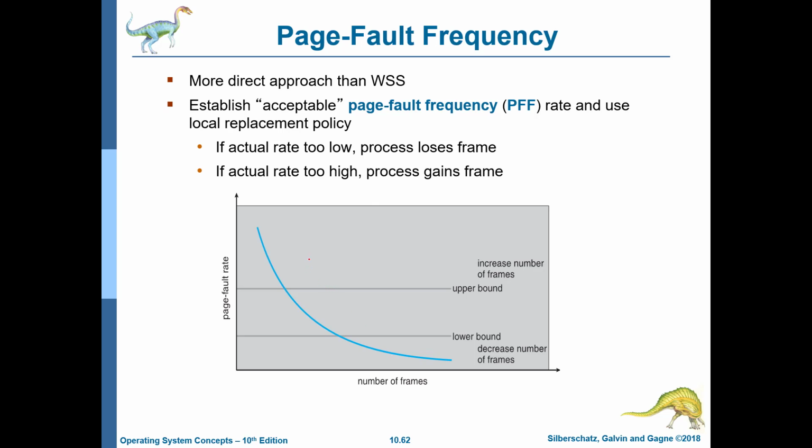And if the actual rate is too low, the process will lose frames. And if the actual page fault rate is high, then the process will gain frames, in the sense that more frames will be allocated for the process. So it is possible to look at this graph, for example, and find the optimal number of frames beyond which the page fault rate drops abruptly, and that can give us an idea of the working set.